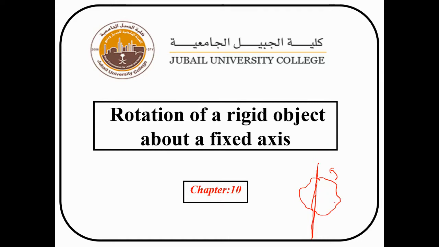So if any object is rotating about the axis of rotation, what are the parameters you are going to study? Clear? That's what the title is given as, rotation of a rigid body. This is our rigid body. A rigid body is nothing but a solid body. So if any body is rotating about any axis of rotation, we are going to study some physical parameters. This information we are going to study in chapter number 10.